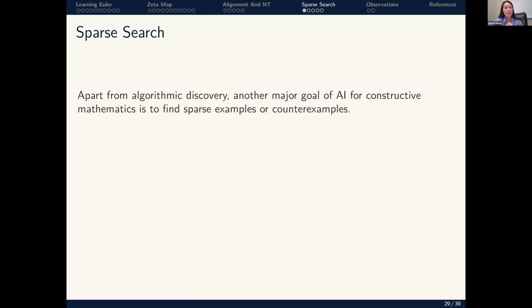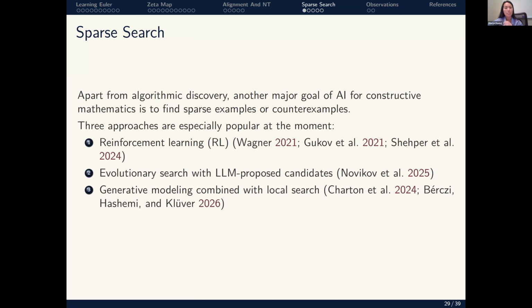I don't have a lot of time, but I also want to say that apart from algorithm discovery, another major goal of AI for constructive mathematics is to find sparse examples or counterexamples. Currently, there are three major approaches. The first is reinforcement learning, which we'll go into in more detail. Wagner has done great work for combinatorics, Gukov et al. have done great work for knot theory, and Shehper et al. applied reinforcement learning to the AC conjecture, which we'll discuss in more detail. The second is using evolutionary search with LLM-proposed candidates, for example AlphaEvolve, which I know many of you have experimented with. And the third method is generative modeling combined with local search. Some examples include Charton et al.'s PatternBoost and Ambrosio et al.'s FlowBoost. They're very similar works.